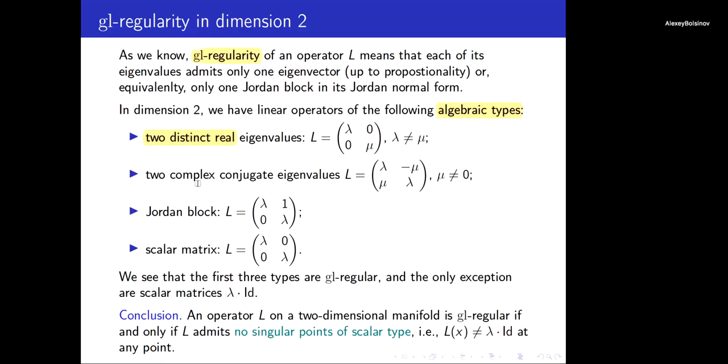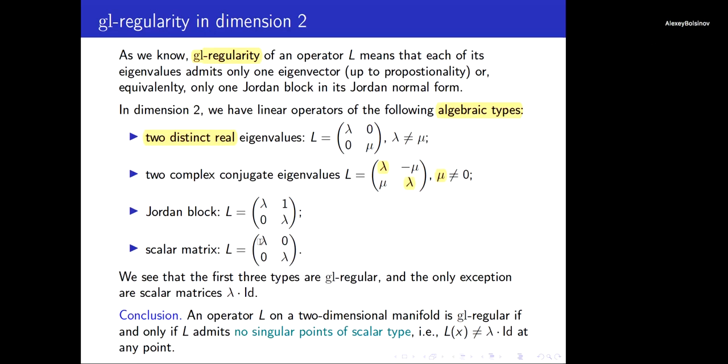The next possibility for such an operator is to have two complex conjugate eigenvalues. In this case, it can be reduced to this form. What you see here is the standard matrix representation for the complex number lambda plus i mu, and it is important that mu, the imaginary part of this eigenvalue, is not zero. So this is indeed two distinct complex conjugate eigenvalues. The next example is the Jordan block. It may happen that the eigenvalues are equal and there is only one eigenvector, so we have just one Jordan block.